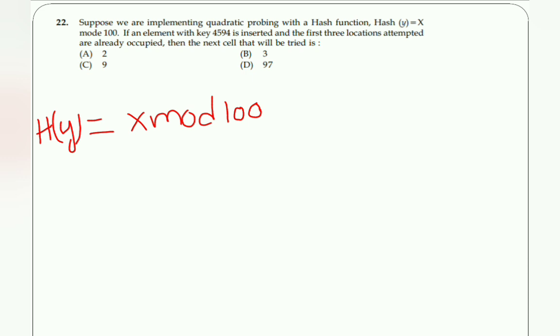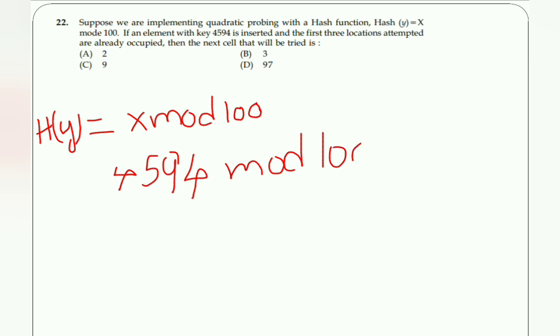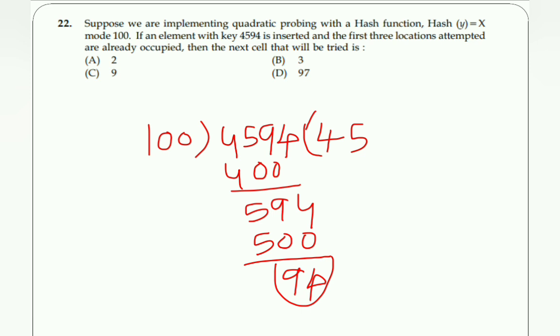Okay, so here the given hash function is h(x) = x mod 100. What is the element that we want to insert here? We want to insert 4594. So 4594 mod 100. If you perform the mod 100 of this element, then you will get the remainder as 94. That means we can place the element in the 94th memory location.